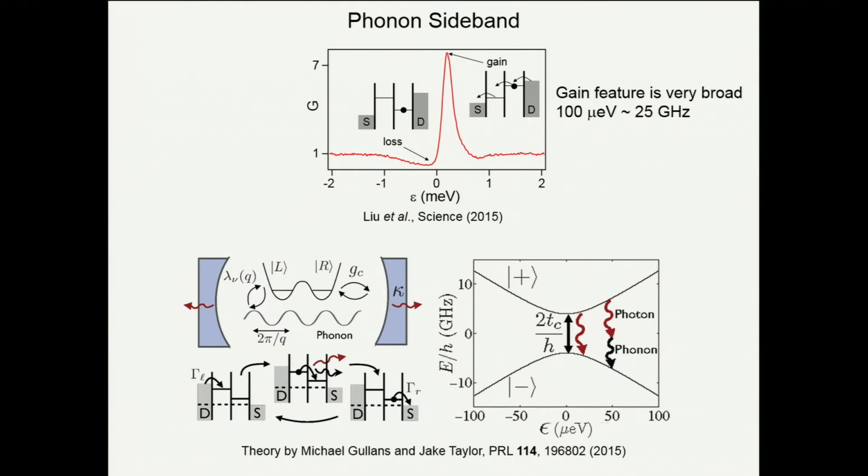The early predictions, about 4 years before this work, predicted that the width of this gain feature would be set by the cavity line width, which is just a few megahertz. And we find something that's much, much broader than that, 25 gigahertz. And the only way to really explain it that we know of right now is through this phonon mechanism.